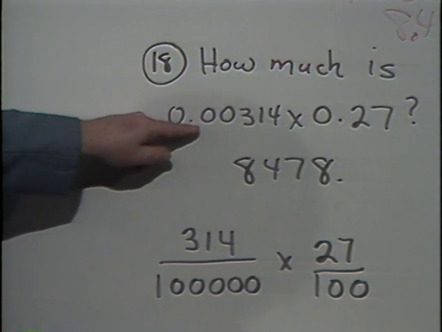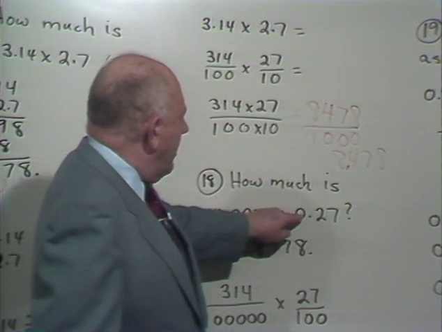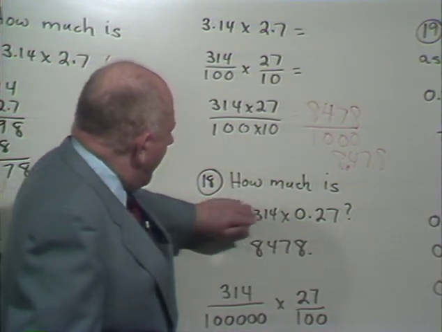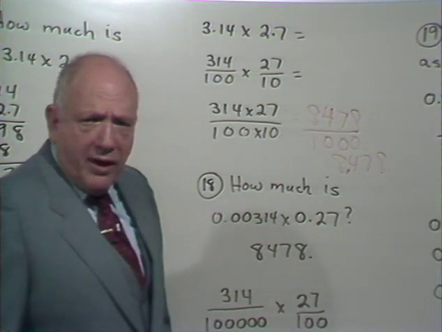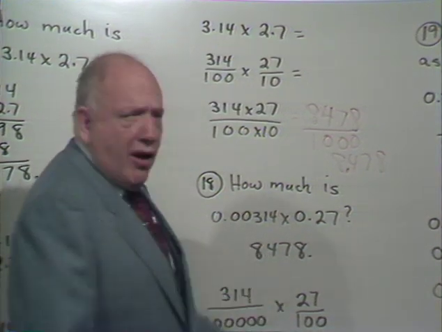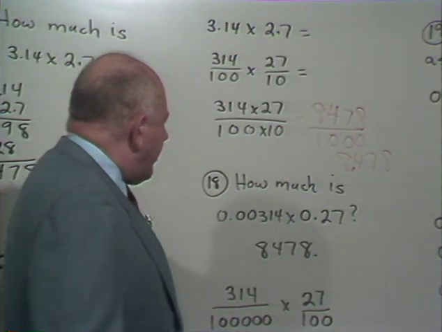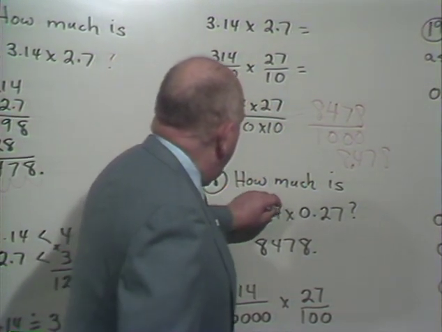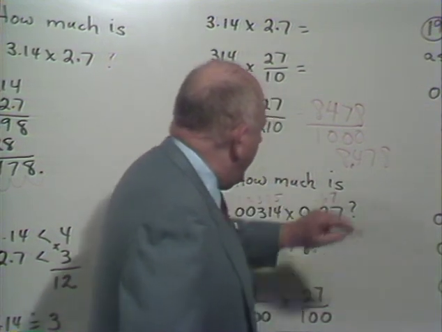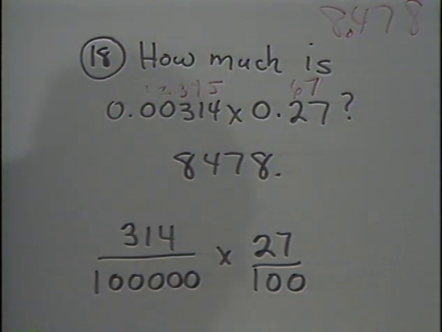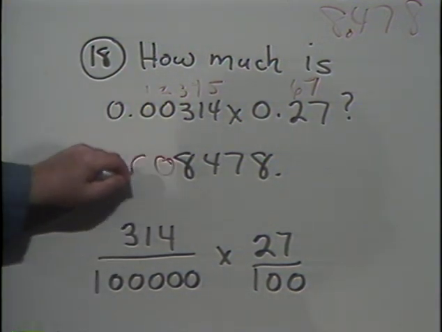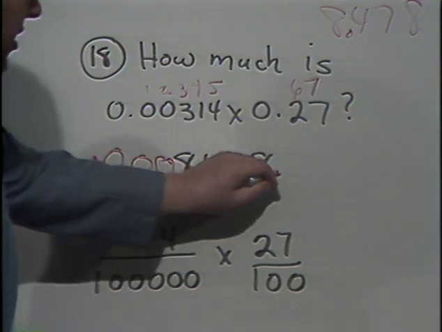Suppose somebody says to me, how much is 0.00314 times 0.27? Without the decimal points, isn't it true that I'm still multiplying 314 by 27? That's still going to be 8,478. How many digits are there to the right of the decimal point? 1, 2, 3, 4, 5 here, and 2 more over here. That's 7 altogether. So what do I do? I move the decimal point 7 places to the left. But I only have 4 digits, so I have to annex 3 zeros, take this decimal point out.